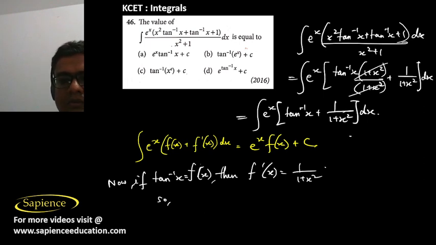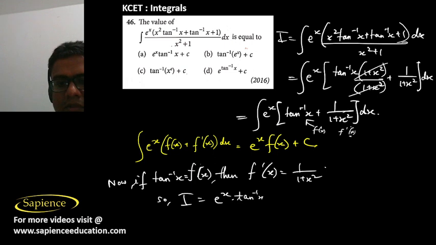So therefore, the integral I can be written as e power x into f of x plus f dash x. If I take this as f of x, then this is f dash x. So therefore, this is e power x into tan inverse x plus c. Option A is the correct answer.